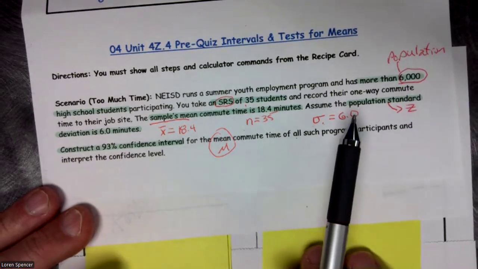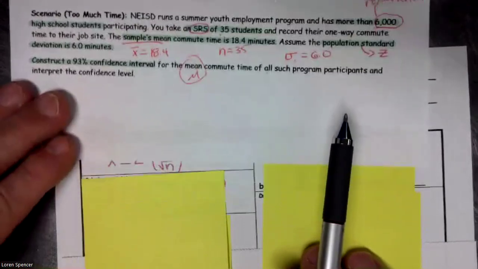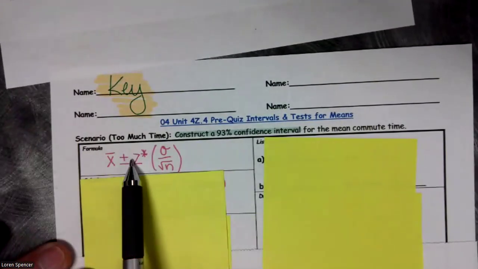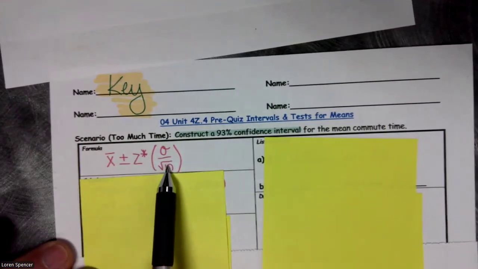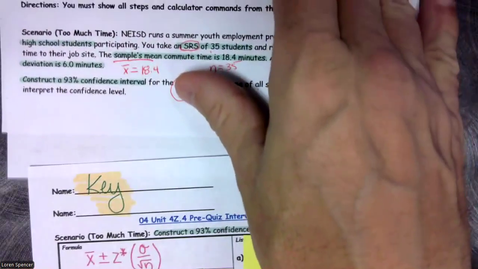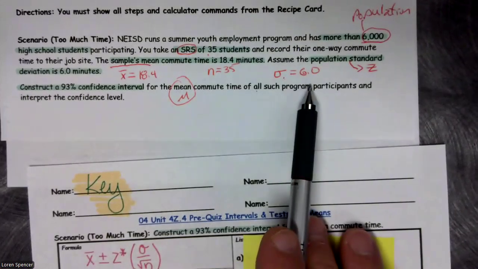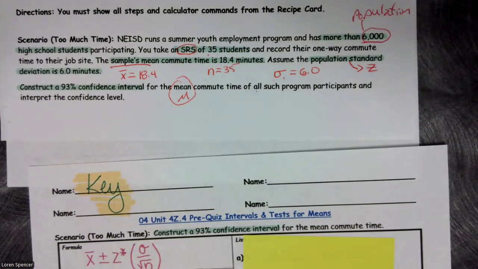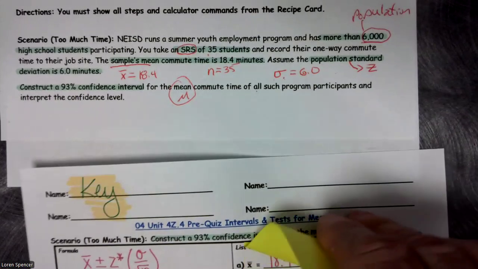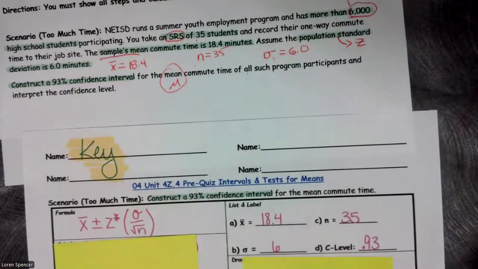Okay, so the very first thing we have to do is write down our formula. And our formula is simply x bar plus or minus z star times standard deviation divided by square root of n. Well, the nice thing is we already have x bar, we already have n, and we already have the population standard deviation. What we're missing is z star. So let's go ahead and fill that information out on our table.